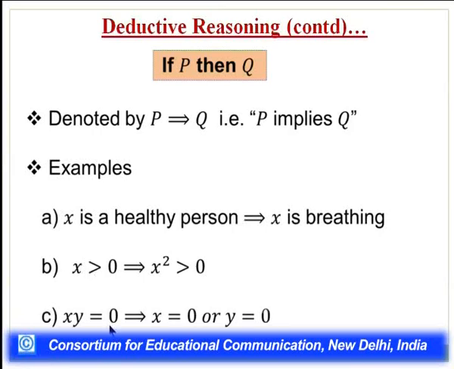And finally, we have this example that if xy is equal to 0, the product of two numbers is equal to 0, then X is equal to 0 or Y is equal to 0. And please note here that when I say X is equal to 0 or Y is equal to 0, this actually represents the union of the two sets. So, this is to be read as X is equal to 0 or Y is equal to 0 or both.